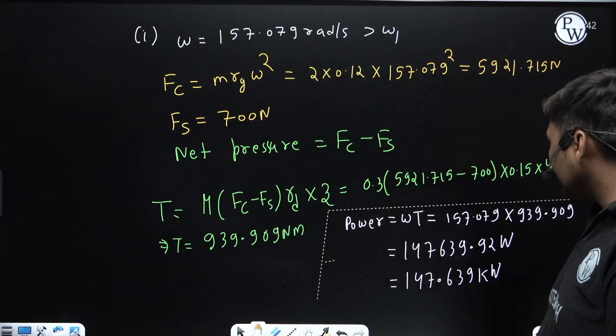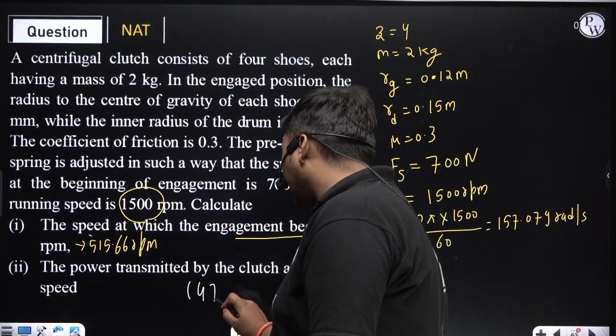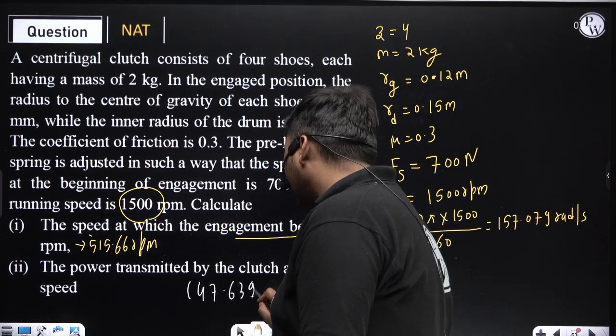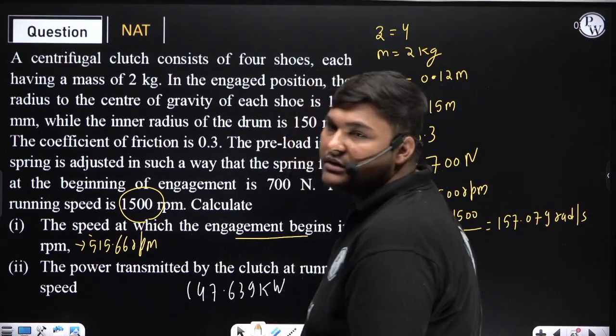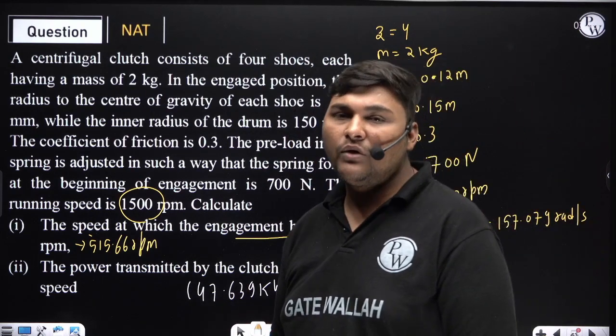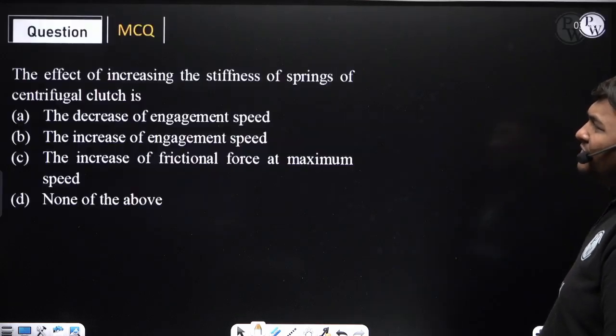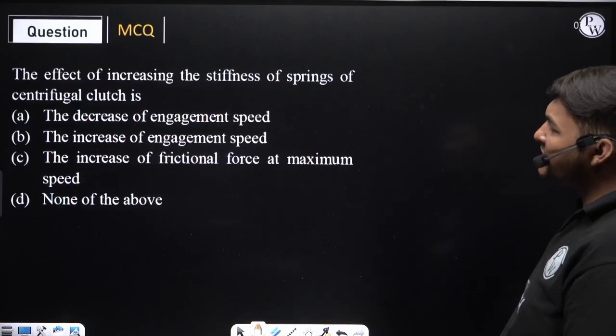So it is the value of power transmitted by the clutch at this speed. It is coming 147.639 kW. So it is one of the numericals of centrifugal clutch. This is one theoretical question from centrifugal clutch. What is this question saying?